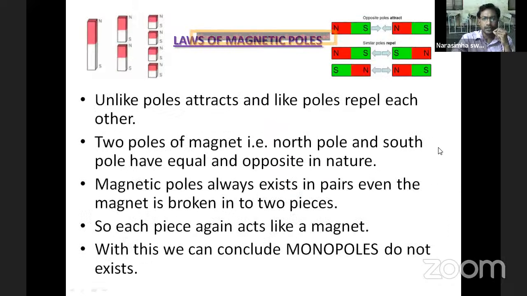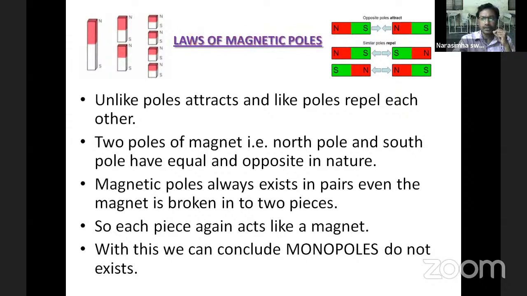So here some laws to be discussed. Laws of magnetic poles. Okay, laws of magnetic poles that are to be discussed here. See, unlike poles attract and like poles repel each other.